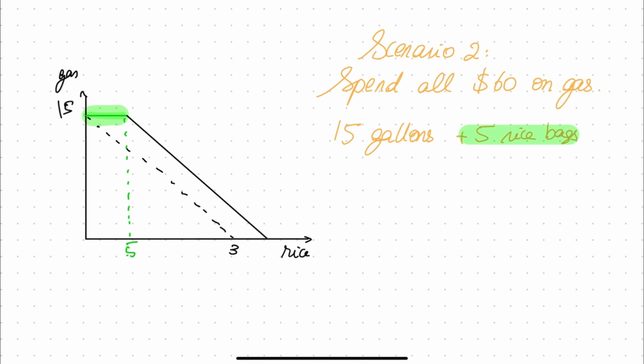So hopefully that gives you a clear understanding of how an in-kind transfer affects our budget constraint.